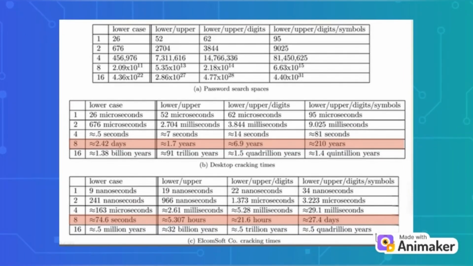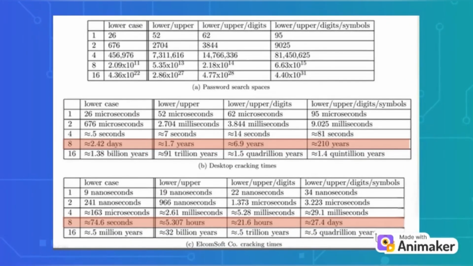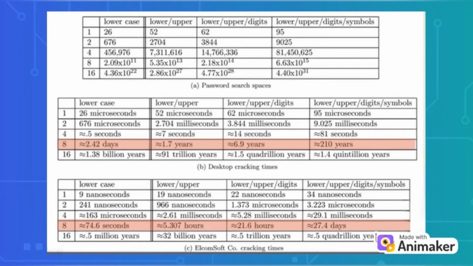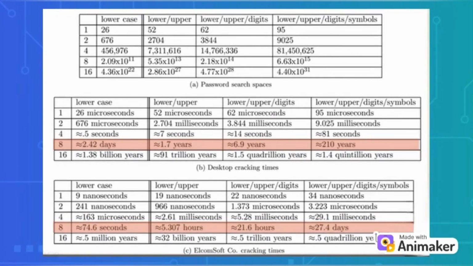Let's go over some interesting statistics here, shall we? You can see password search spaces for the number of bits on the left and different combinations. Also, you can see how long it takes for different password sets to be cracked using a desktop or Elcomsoft, which is a software company focused on password and system recovery software. Some numbers here look pretty crazy, right?